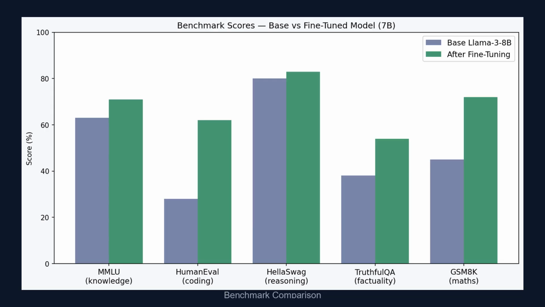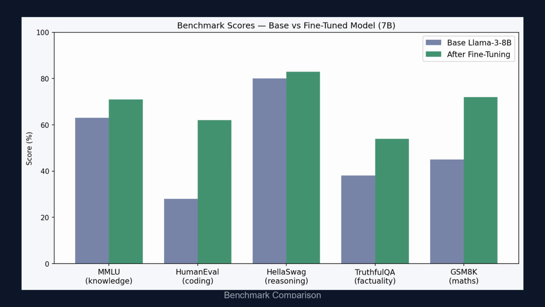Benchmark scores give you a standardized way to compare your fine-tuned model against the base model on tasks that have well-established reference datasets. This chart compares Llama 3 8B base against its fine-tuned version across MMLU, HumanEval, HellaSwag, TruthfulQA, and GSM8K. The fine-tuned model scores higher on every benchmark. The green bars consistently extend further than the orange ones.